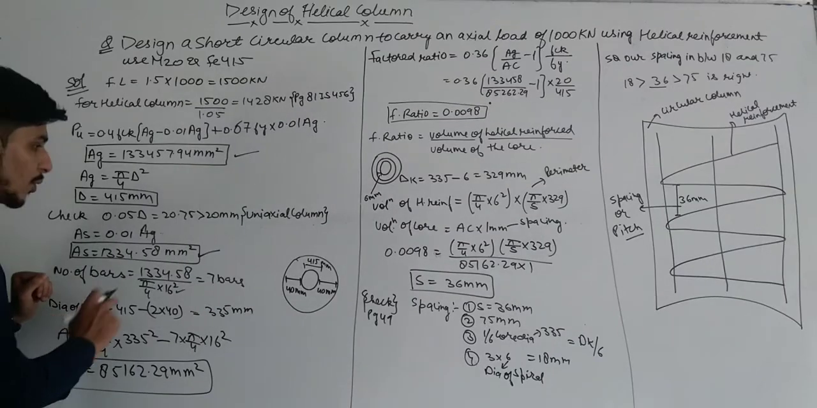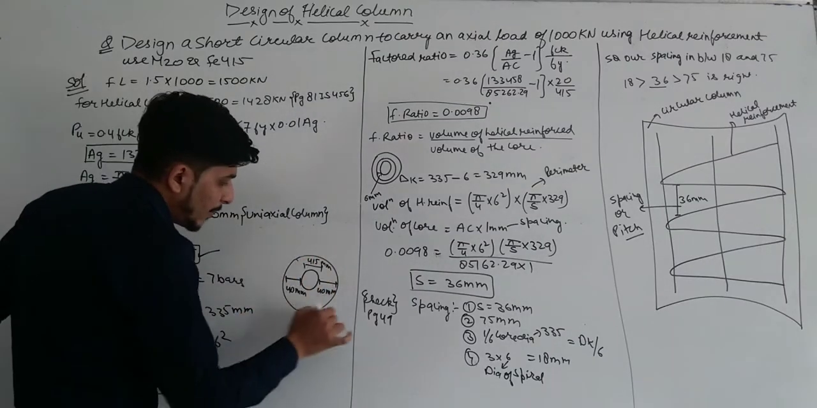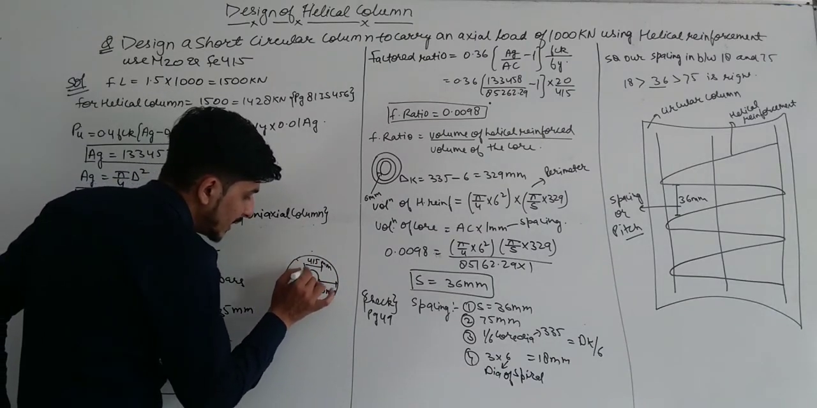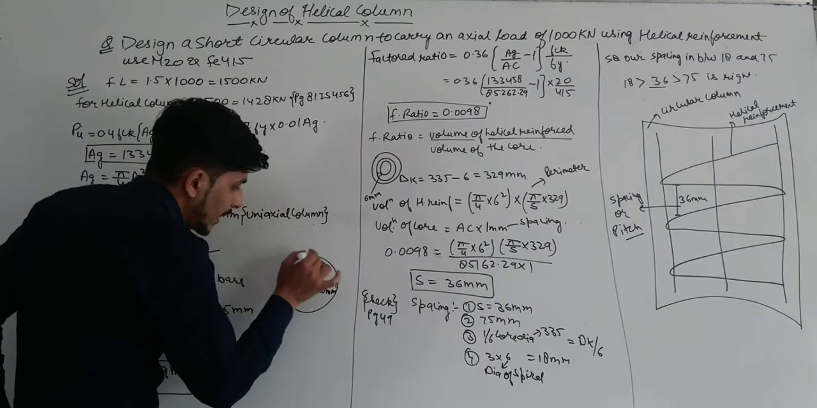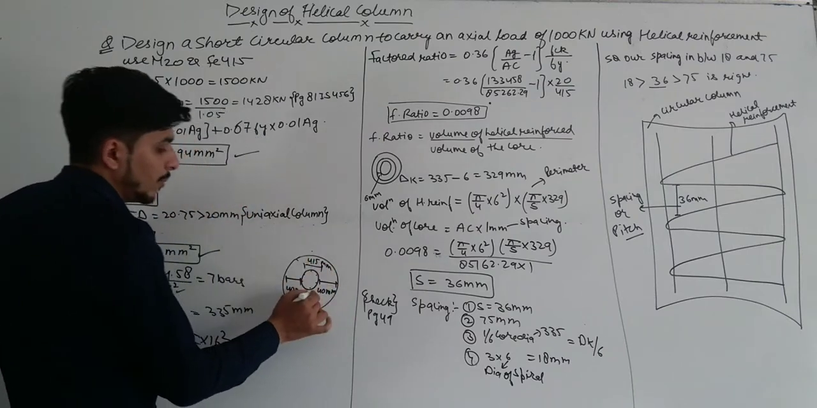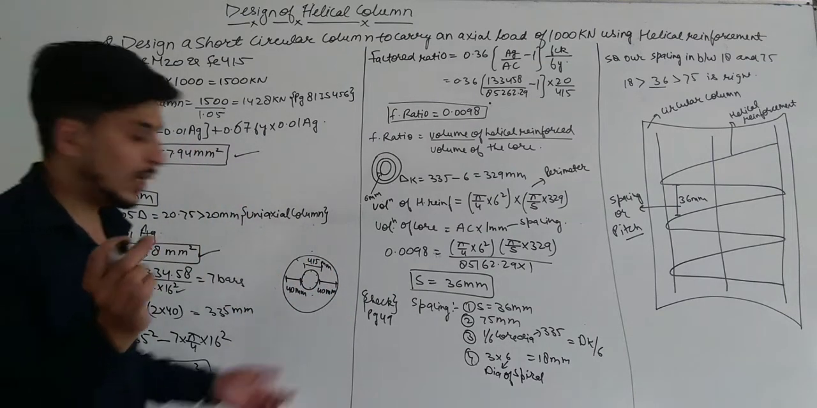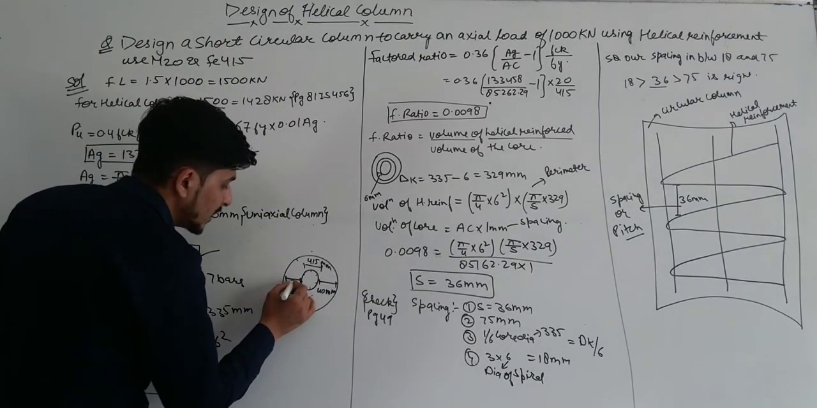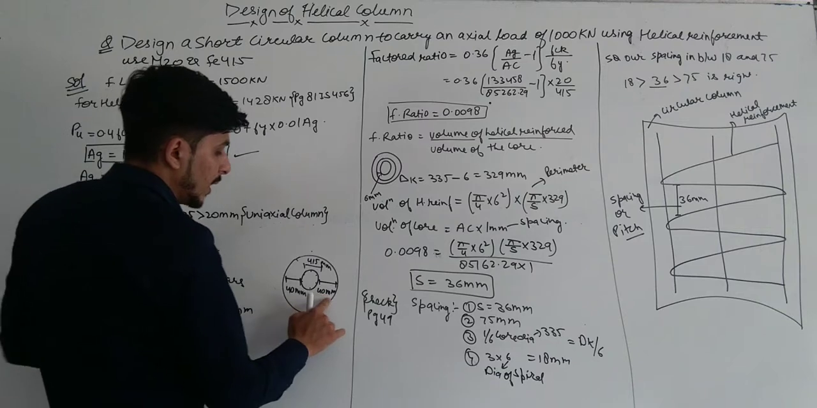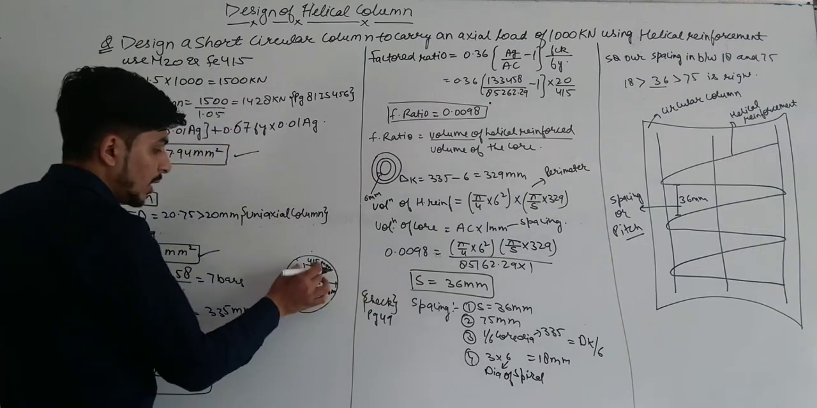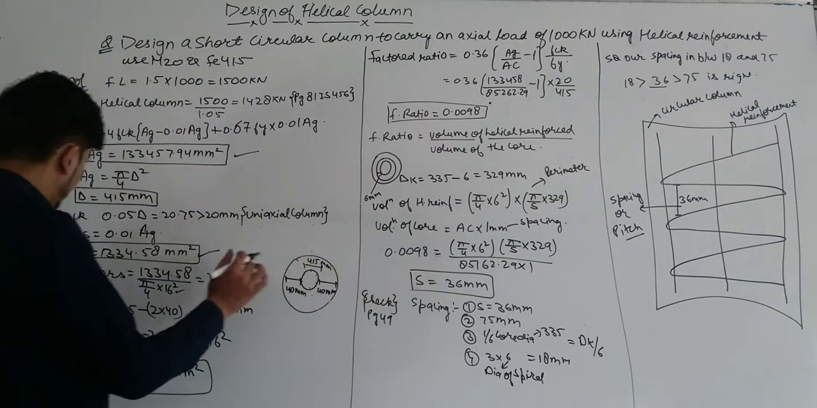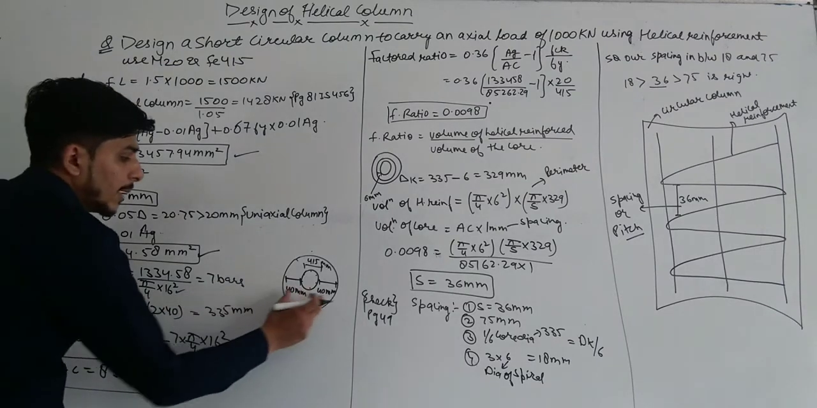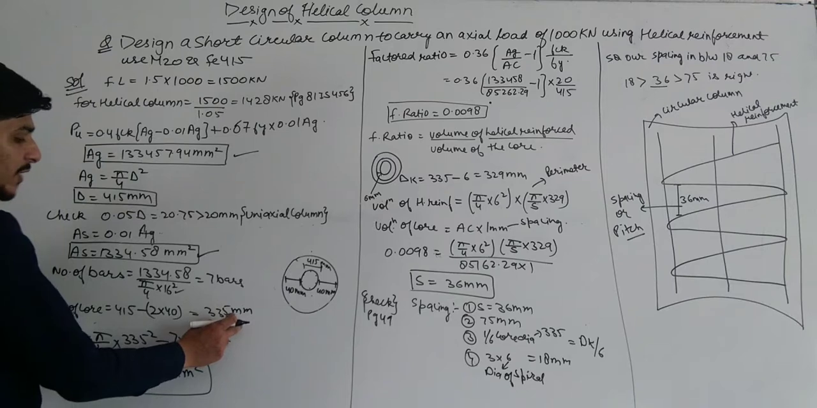Now calculate the diameter of the core. When we apply the reinforcement in this column, the reinforcement is placed from here to here, and the remaining portion is filled with concrete. The cover on both sides is 40 mm. The overall diameter is 415 mm, so the diameter of the core is 415 minus 2 multiplied by 40, which equals 335 mm.